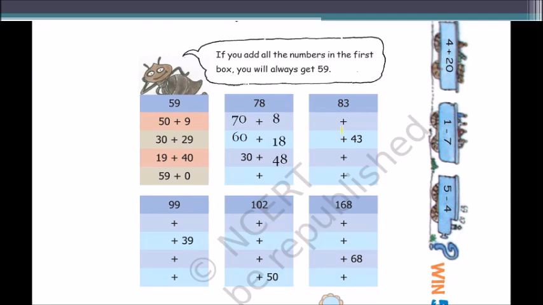From 0 to 82 we can take any number. So for my reference, for easier calculation, I will take 80. When you subtract 80 from 83, your answer will be 3. So 80 plus 3, this is one of the combinations.